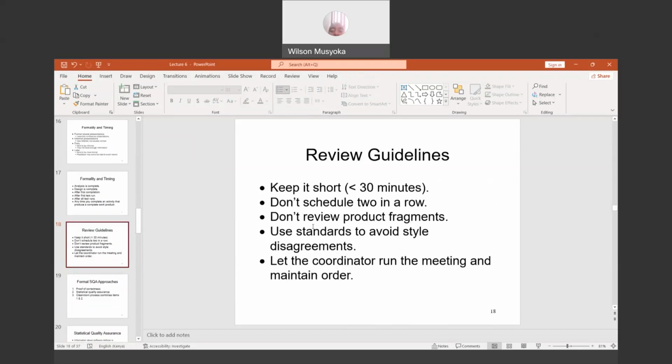Then review guidelines: they should be short. They should also be scheduled, like 2 in a row, and the review should not include fragments of the product. It should be the whole product, using standards so that you avoid disagreements. If we are saying we are following, maybe, an object-oriented programming standard, then that is what should be followed, because different developers are going to have different standards, but they should agree on one standard that is followed, and that is it. The coordinator of that meeting should run the meeting and maintain order.